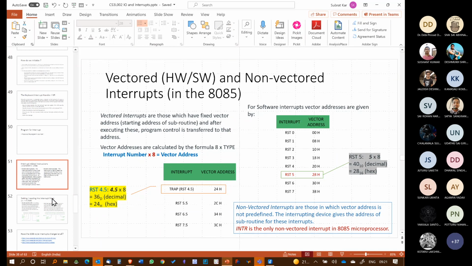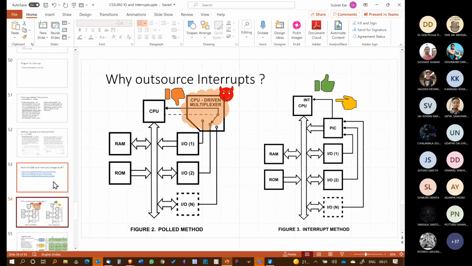Now, in short, after this slide, what we are saying is, if the CPU polls for interrupts, it's a pretty devilish thing. So I've put a devil icon here, right, and I give it a thumbs down. But if I don't poll, if I interrupt, that's a good thing. But then as the interrupts go higher and higher, I think I should outsource this whole business of interrupts to a peripheral interrupt controller or PIC, right?